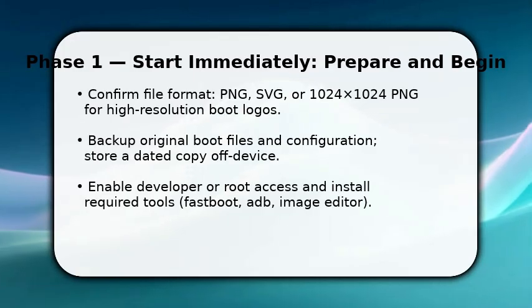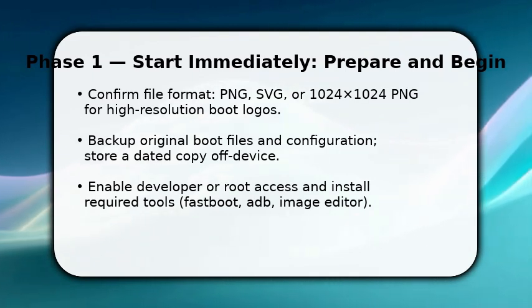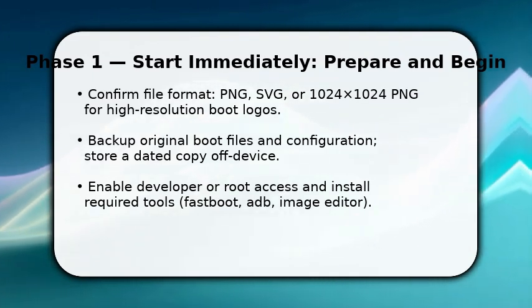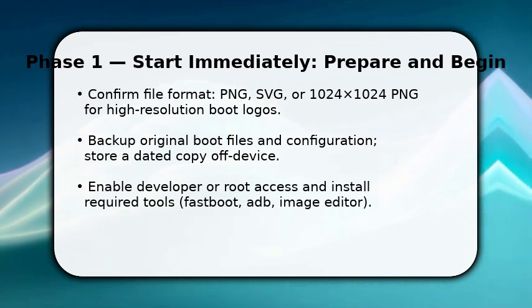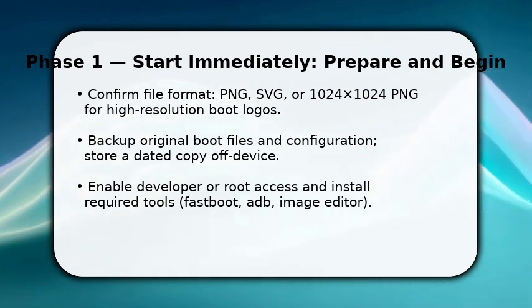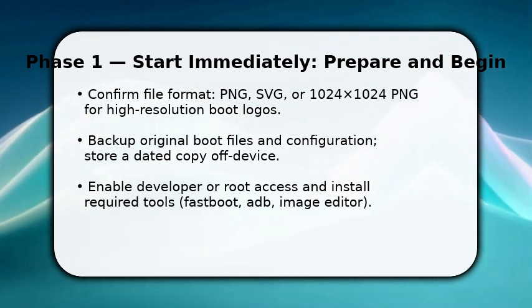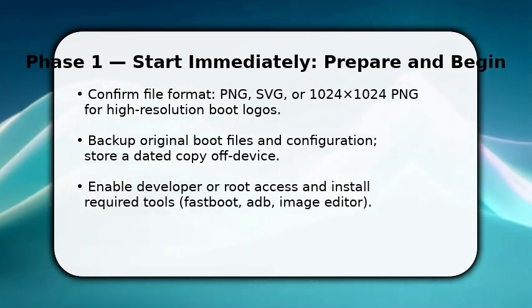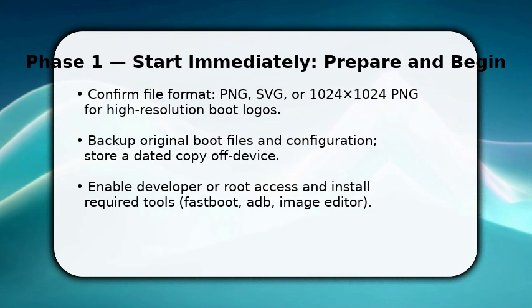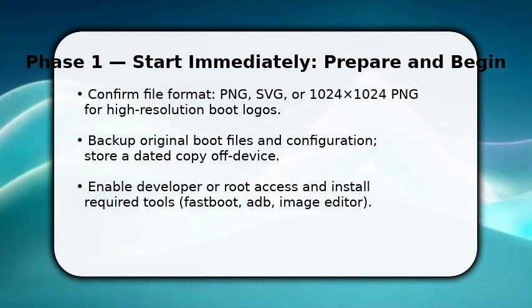You start by confirming the target logo format and size because mismatched files prevent boot. Back up the original boot image and configuration now and keep a dated copy off the device. Next, enable developer or root access, then install tools like ADB and Fastboot so you can flash images. You do these steps first to avoid bricking.